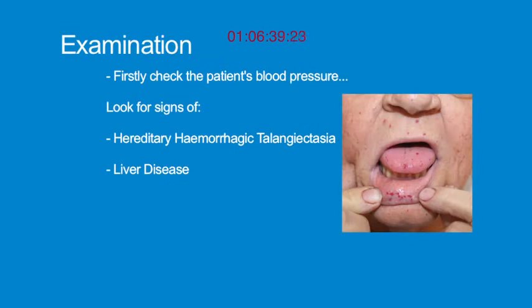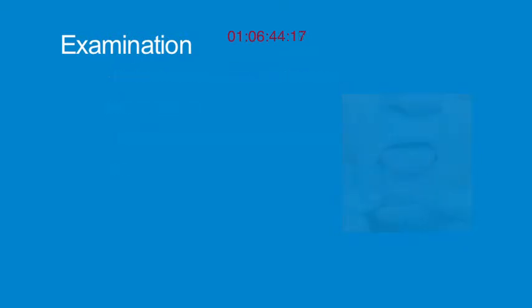Examination. Hopefully the blood pressure and pulse will have already been checked. If not, you must check them. Look at the patient's face for any signs of hereditary hemorrhagic telangiectasia or liver disease.